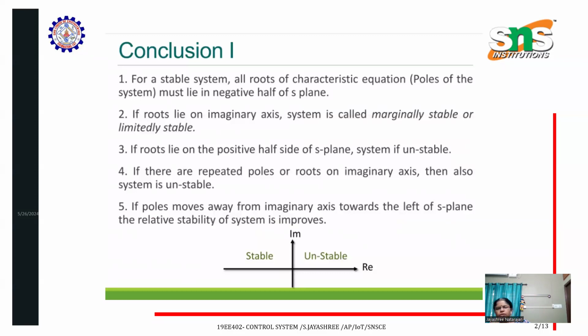If there are repeated poles or roots on the imaginary axis, the system is unstable. When the poles move away from the imaginary axis towards the left side of the S-plane, the relative stability of the system improves. If the pole starts moving away from the imaginary axis, then the system is stable. So this is my conclusion.